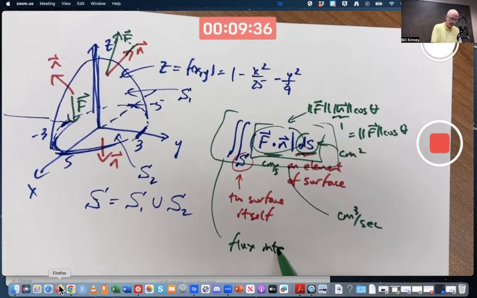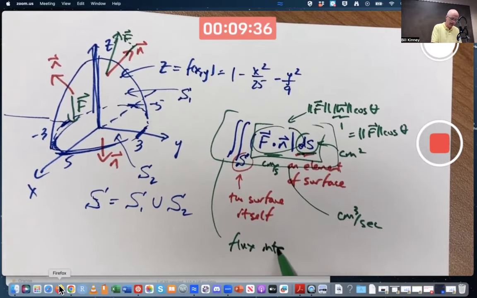But the way to compute it is to come up with a parameterization of the surface, or if it's in two pieces like this, two parameterizations for the two different pieces, integrate over each piece and add the results to get the integral over the entire surface. That's the union of the two pieces.